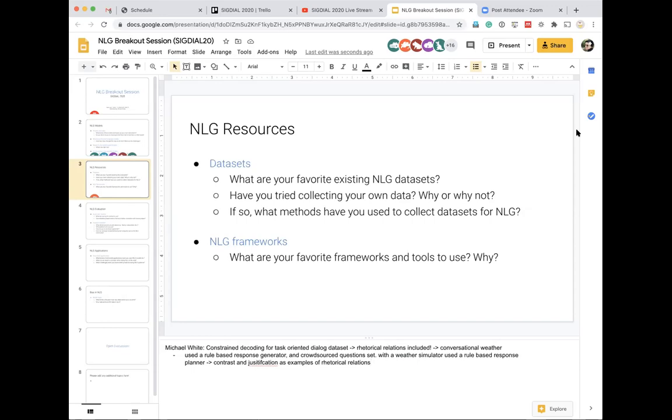Future work might deal with the response planning component, for example, doing that other than with a rule-based solution, but with a much richer input to the neural generator.